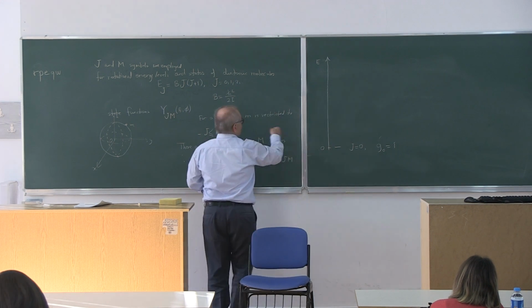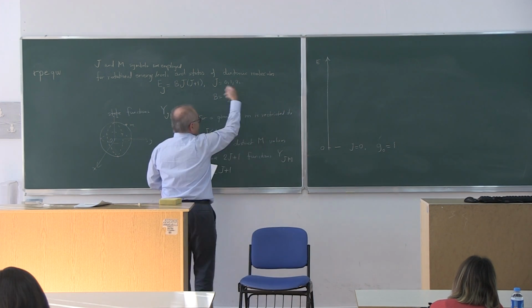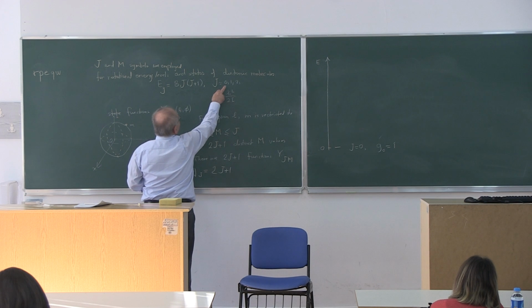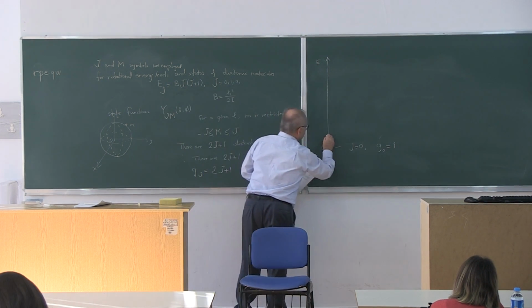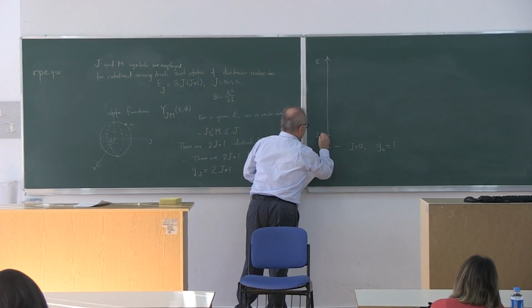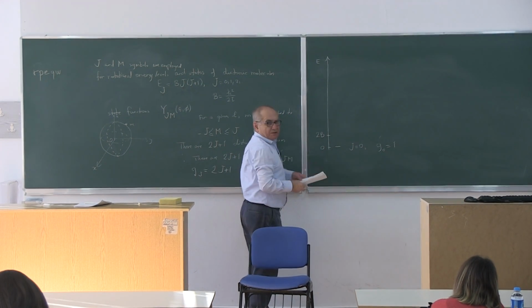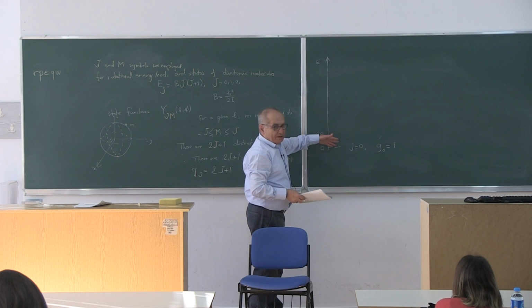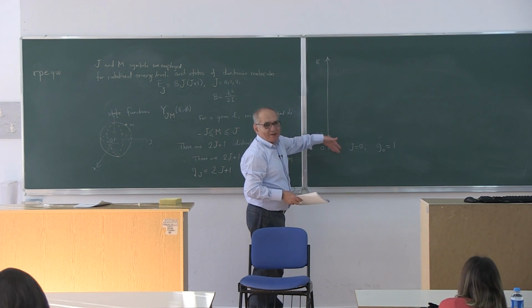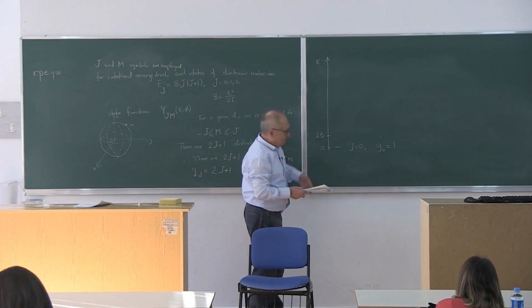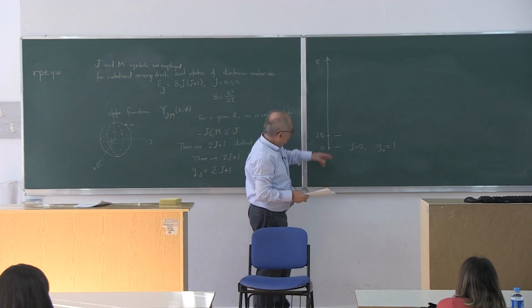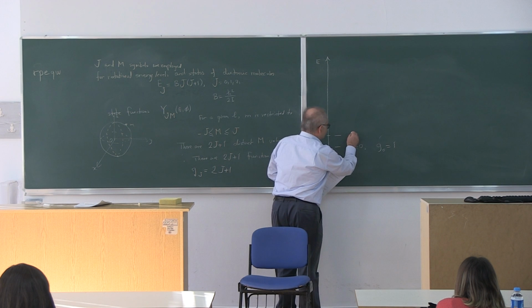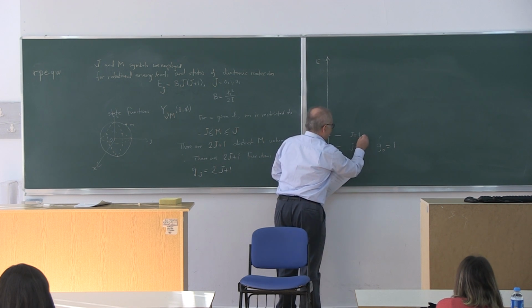Now, the next energy level is when you put J equals 1, then you get 2E. This is the first rotation excited energy level. We indicate it by a dash. This is for J equals 1.